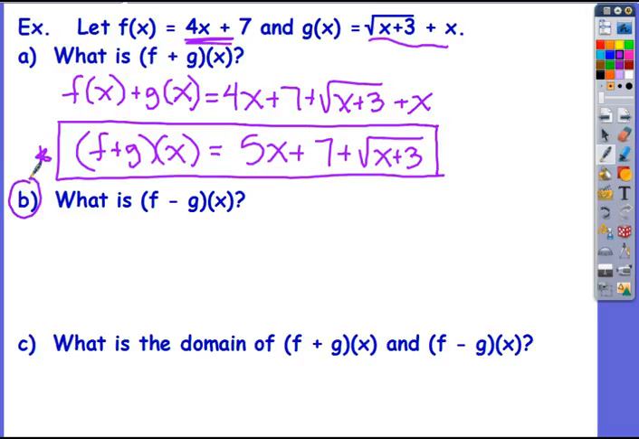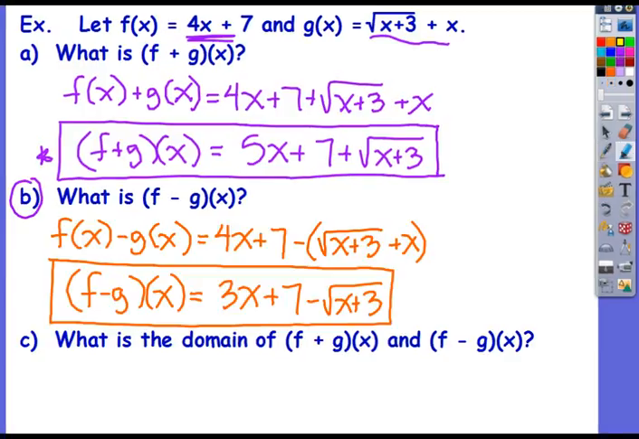So let's see if you can find the difference, f minus g of x. Pause the video, give this a try. Okay, so let's see how you did. If you're subtracting, most common mistake, I am subtracting all of g of x. So did you distribute that negative to each term and actually get out 3x? It's 4x minus x, or 3x plus 7 minus all of that stuff. So make sure you're subtracting each term that's in g of x.